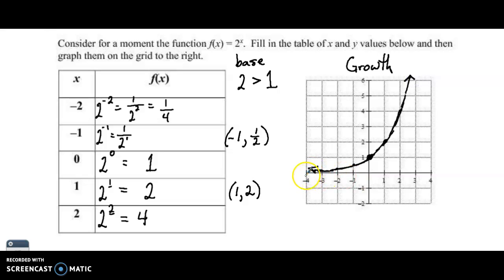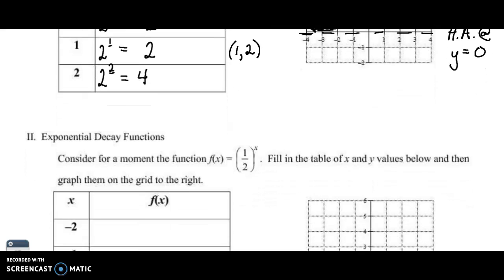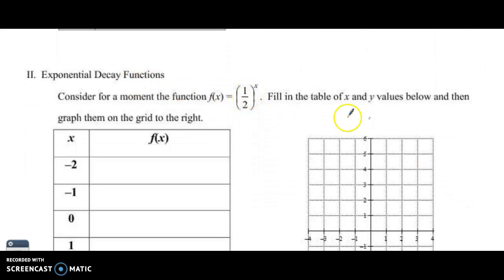And all of the things that we've learned before this are still true. We have a horizontal asymptote at y equals 0. And right now, all I'm trying to get you to recognize is that we have a parent function. And so let me quickly go through the exponential decay here.